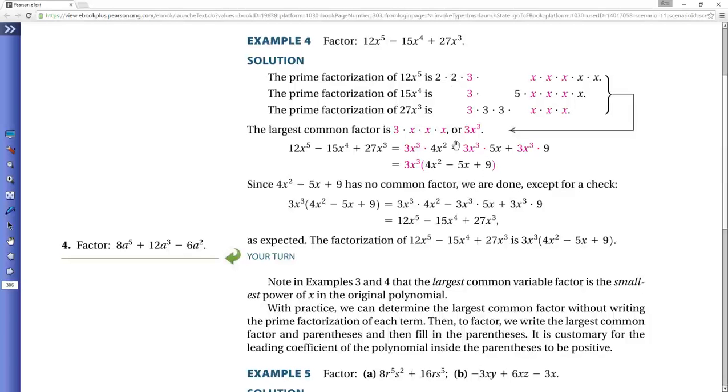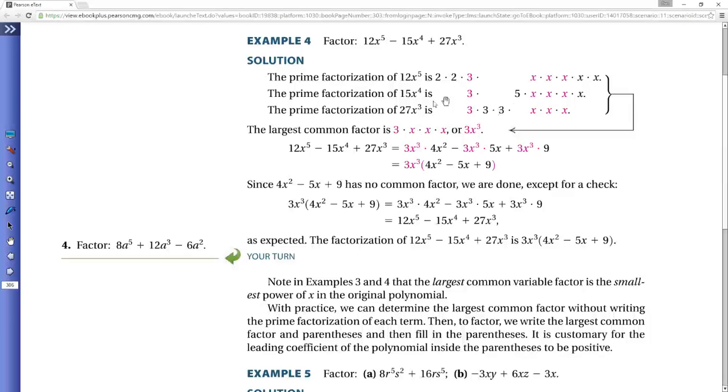Now I wouldn't go back to say, well, 3x cubed times what gives me 12? Well, I can look at this prime factorization. These red ones I've used, what's it leave? 2 times 2 times x, or 4x squared. Same with this next term. I got 5 times x left, which is 5x.